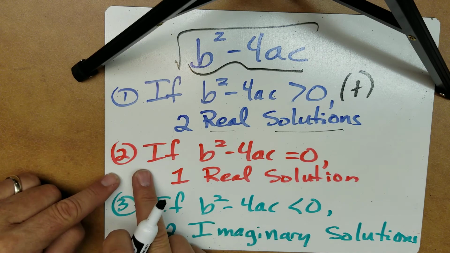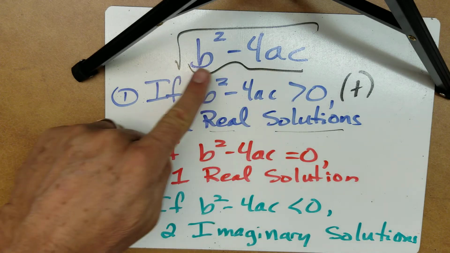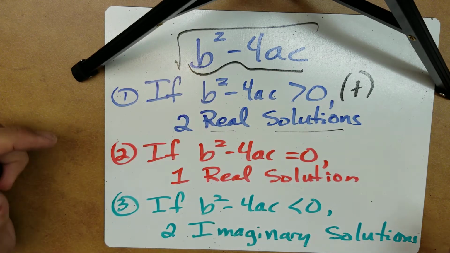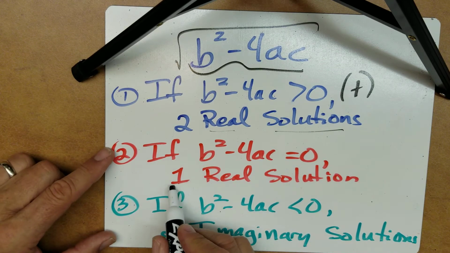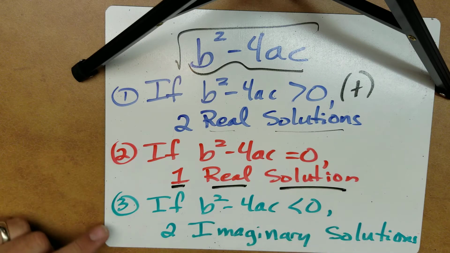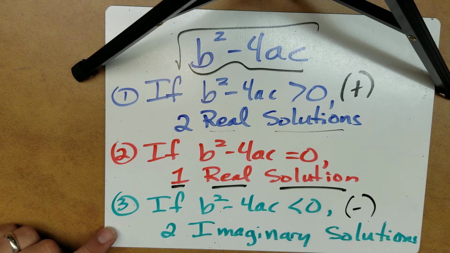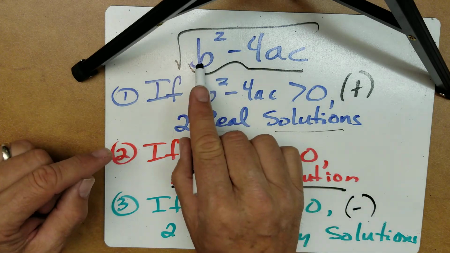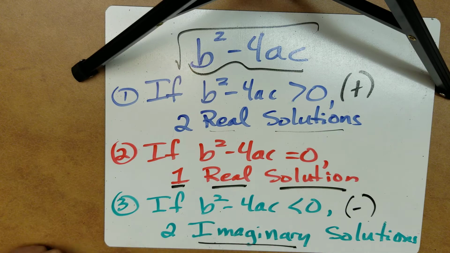What happens if, number 2, b squared minus 4ac equals 0? What if you get a 0 underneath the square root? Well, the square root of 0 is only 0. You can only have 1 answer, so you get 1 real solution. What if b squared minus 4ac is less than 0? And what we mean is, what if it's negative? Well, if you have a negative number under a square root, then you have imaginary solutions, and that's when you have 2 imaginary solutions.